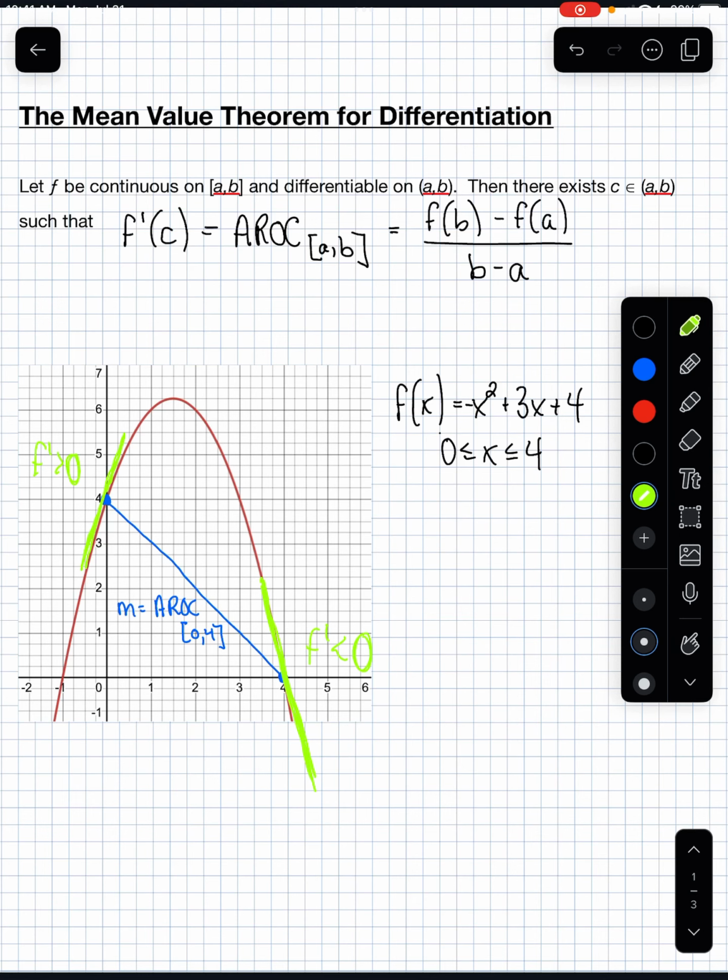We went from very, very large positive to very, very large negative, and somewhere in between we have to have passed through all of those middling values. And our job generally with this is to find what is the actual value of C where this occurs.